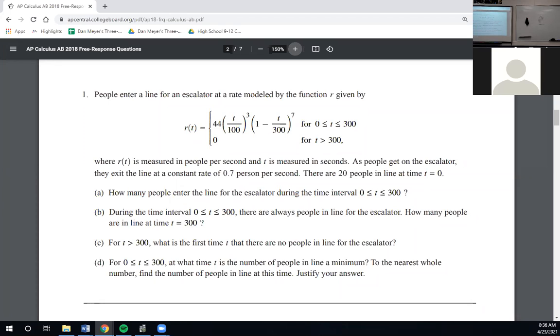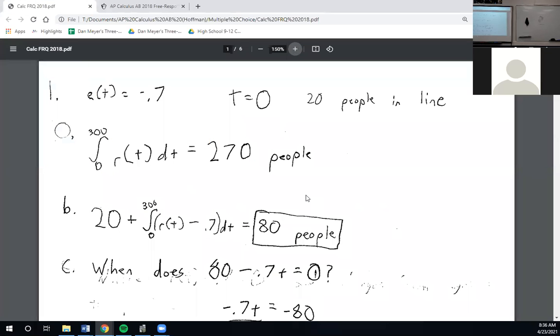So part A says how many people enter the line during the time interval from 0 to 300. So since it's asking during the 0 to 300, we don't need to factor in the initial condition, but I did write it down over here. Anytime it gives you a starting amount or a starting point, it's always a good idea to highlight it or write it down.